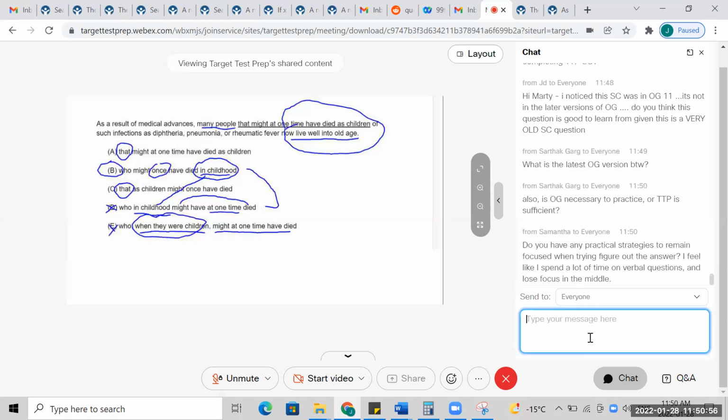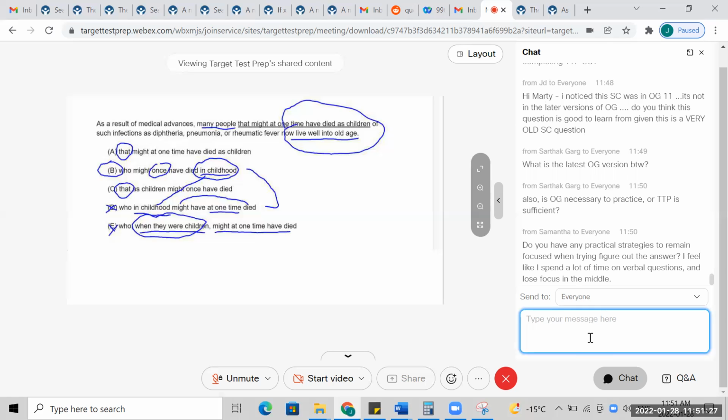Someone asked, okay. You need to practice OG questions. You could. Depends how many more you want to do, if it's enough. Practice OG questions after student TTP. I noticed this SC is an OG 11. This question is a very old question, but I think it adheres to what they're doing today, so I think it's a good one. The latest OG version is the 22 version.